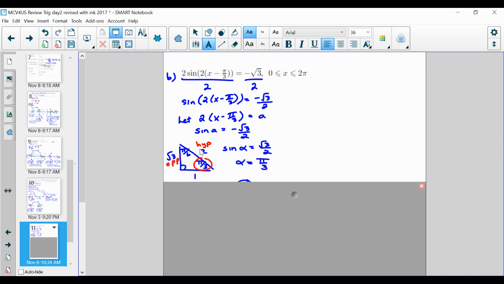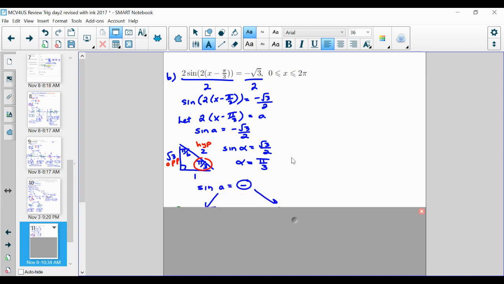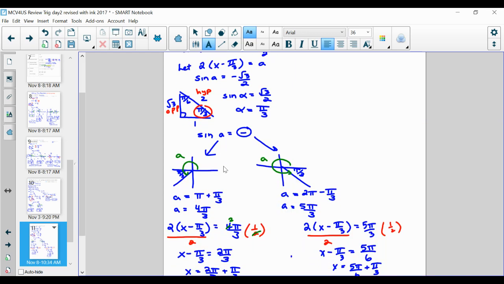I can use my special triangle and think about, in my special triangle, root 3 over 2, this side is opposite from pi over 3. So that means that my reference angle alpha must be pi over 3. And sine is negative, so I need to think about 2 quadrants. Sine is negative in quadrant 3 and quadrant 4. So that pi over 3 either goes between the terminal arm and the x-axis here, or this terminal arm and the x-axis here. That means that angle A, the simplified angle, is either pi plus pi over 3 or 2 pi minus pi over 3.